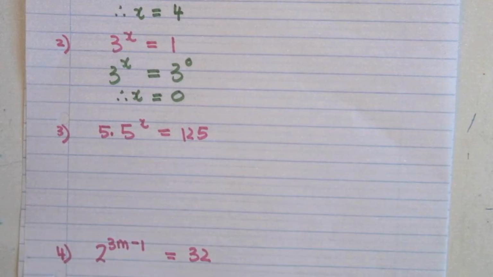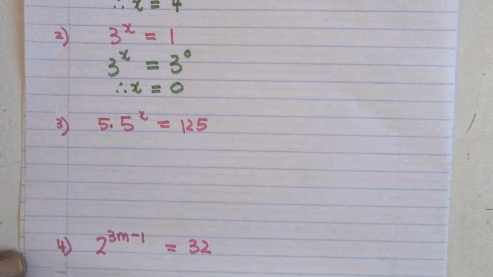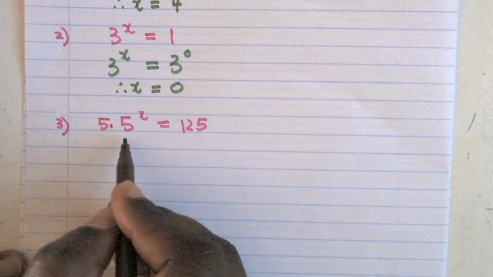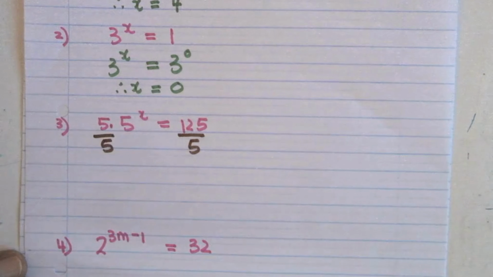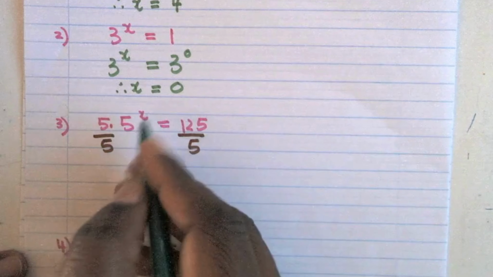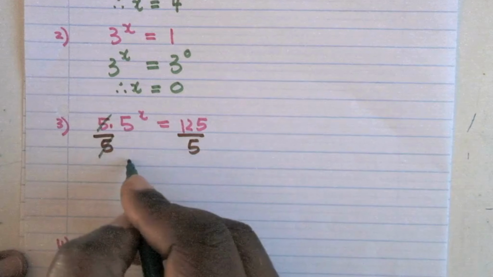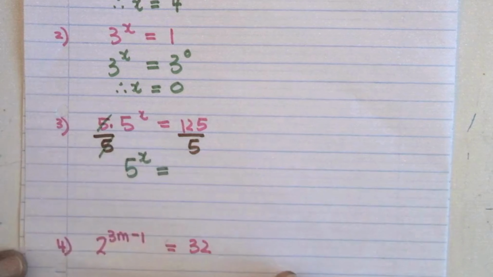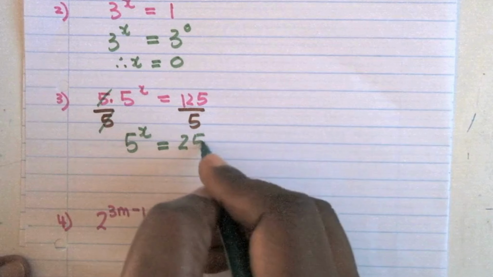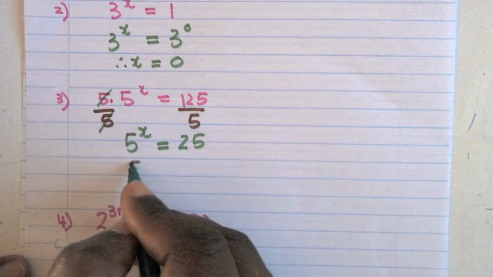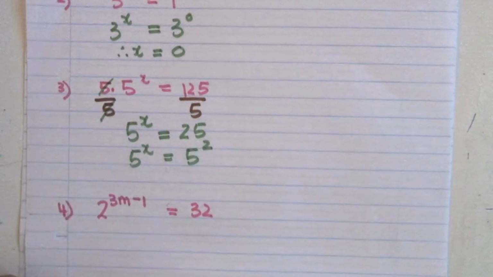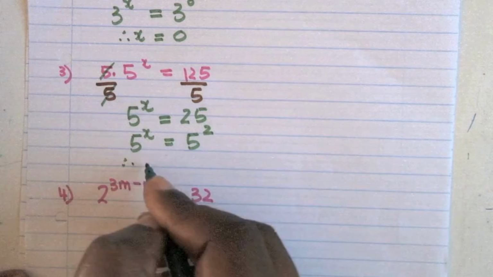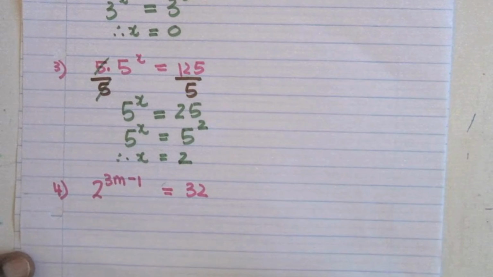When I move on to the next question, I can see that here we are multiplying. And because we are multiplying, I can divide both sides by 5. And when I divide both sides by 5, I'm going to see that this part is going to cancel, and I'm going to be left with 5 to the power of x is equal to 25. Moving on, I'm going to say 5 to the power of x is equal to 5 to the power of 2. Therefore, x is equal to 2 because my bases are the same.